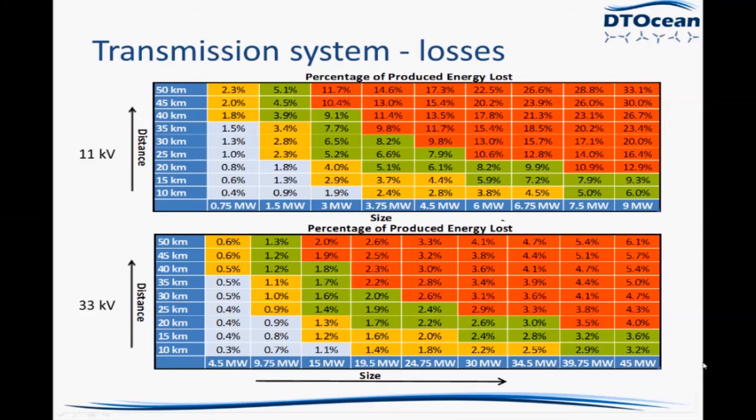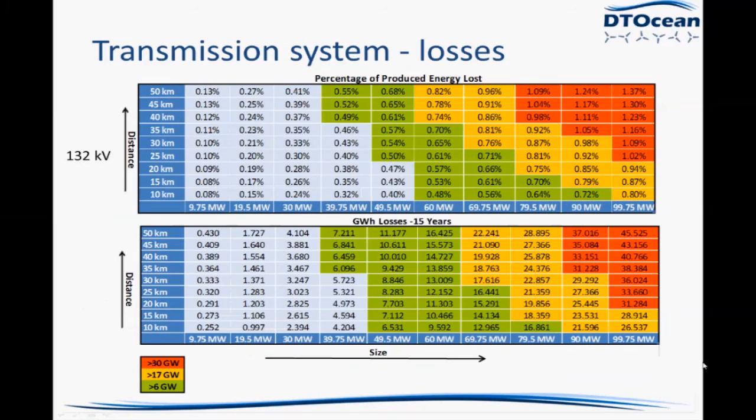Now, if you push up the transmission voltage to 33 kV, and take the 10 megawatt farm, 25 kilometers, you can see the percentage loss is less compared to 11 kV, because for the same farm size, a higher voltage means lower current and lower losses. We can go up to 45 megawatts with the 33 kV transmission system. The percentage of energy loss has come down quite significantly. You can't compare these two, it's a different range altogether, but it's all less than 10%.